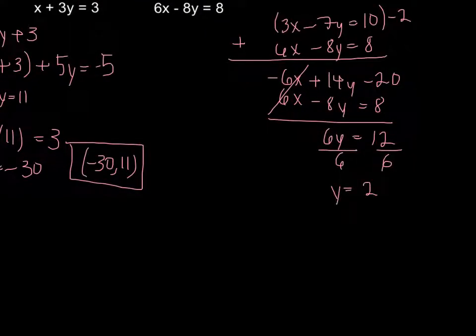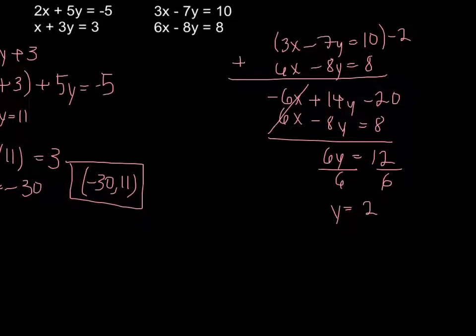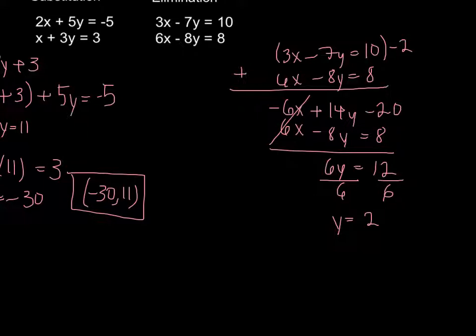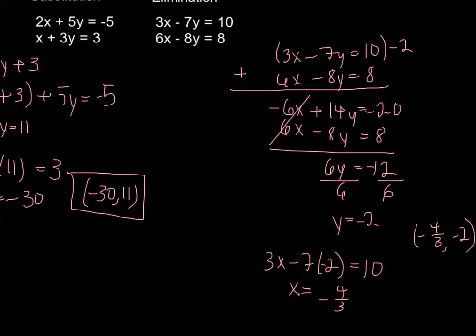Now to get what x is, we just plug this into one of our equations, and let's use the 3x one. So 3x minus 7, plug in 2, or substitute it. And then for x, we get 4/3. Our final answer is 4/3, 2.